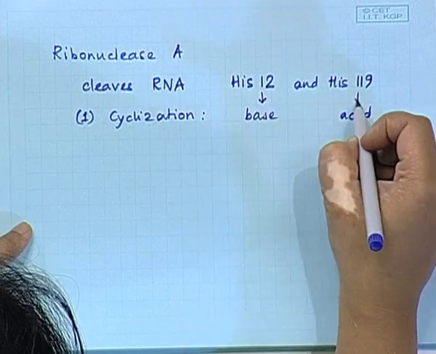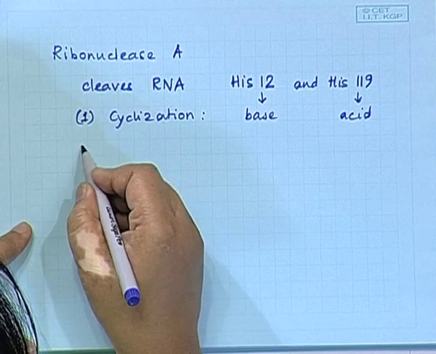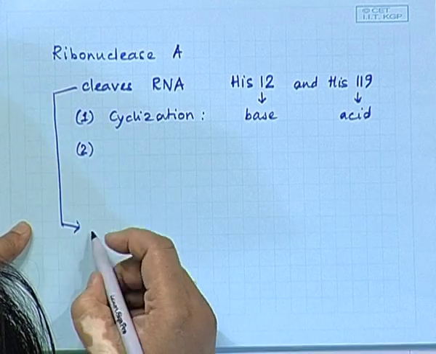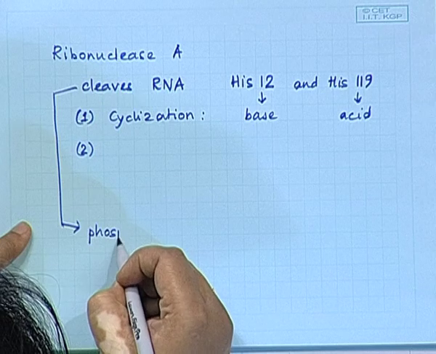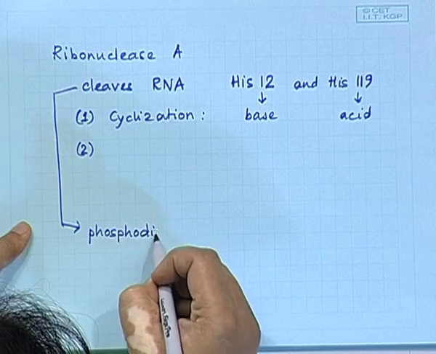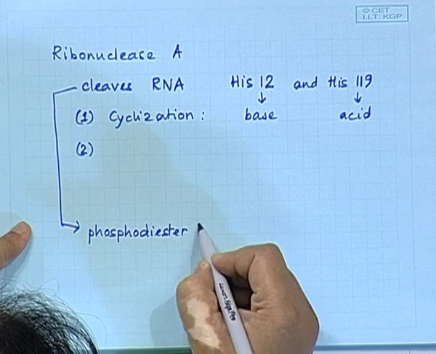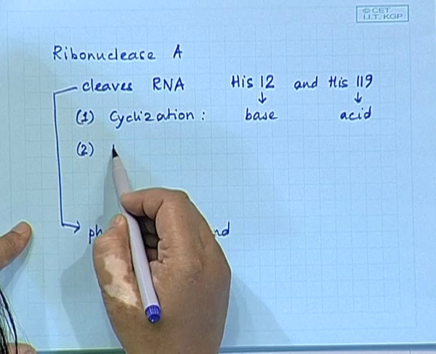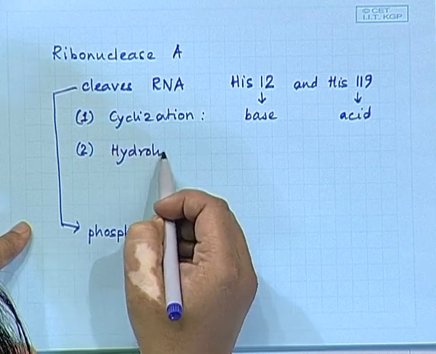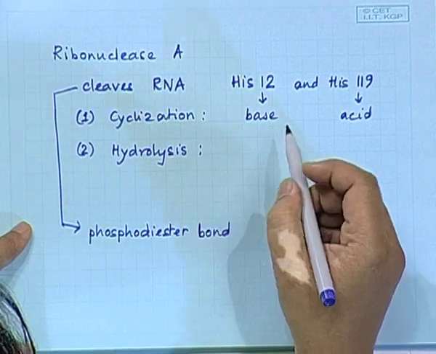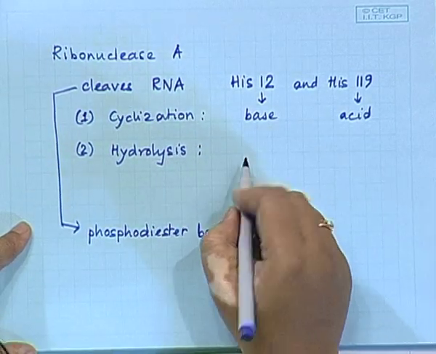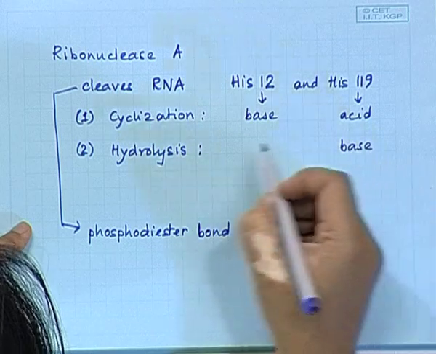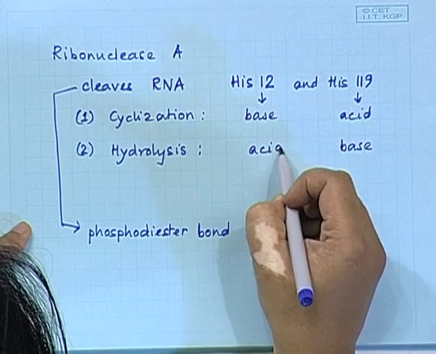Okay? Then in the second step, in the cleavage, what is being cleaved here? We have the cleavage of a phosphodiester bond. Okay. Now, in the next step, we have what is called hydrolysis. In hydrolysis, we have a reversal of roles. So, histidine 119 now acts as the base and histidine 12 acts as the acid.